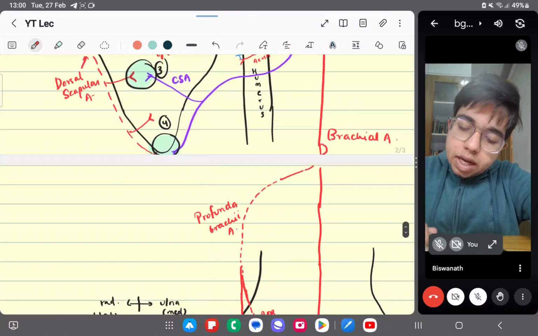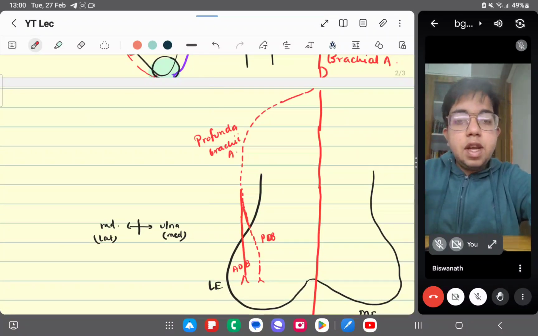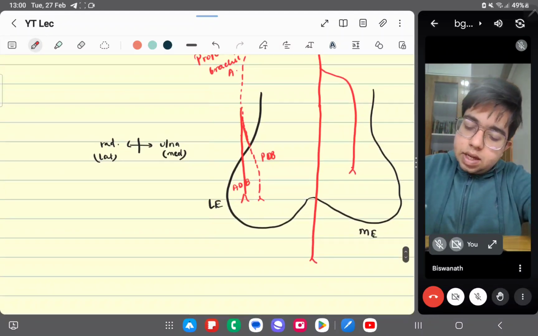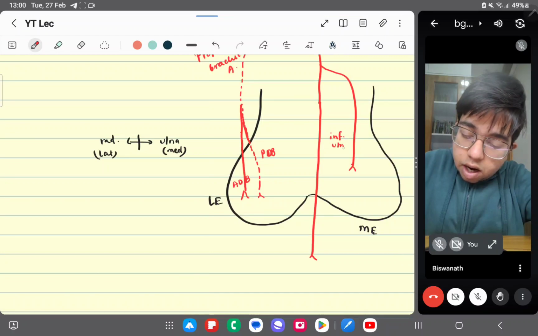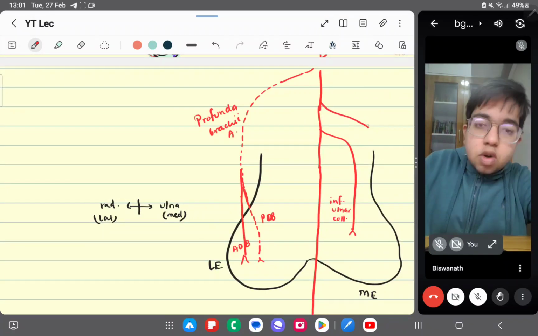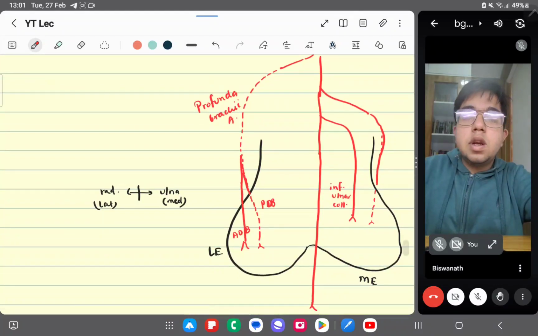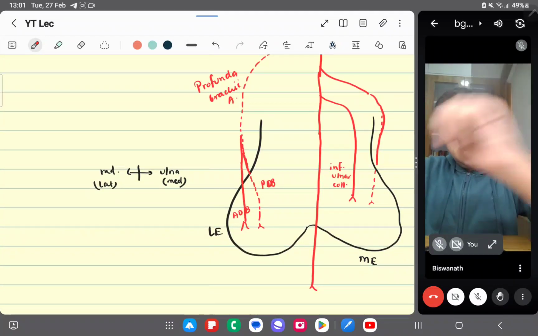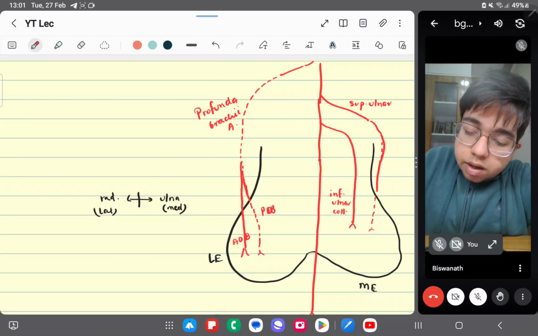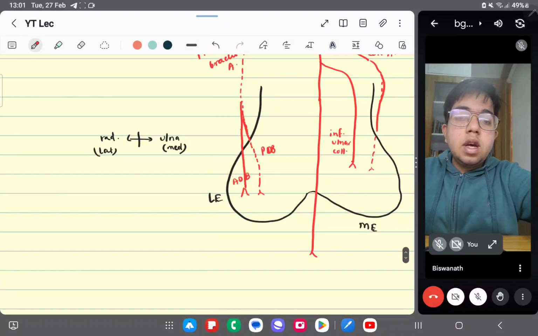Understood? Again, this brachial artery will give two more branches: one is called the superior ulnar collateral artery and the other the inferior ulnar collateral artery. This inferior ulnar collateral artery will come like this. And which starts from up is the superior ulnar collateral artery. It will come from up, but it goes behind the humerus. This is the superior ulnar collateral artery. Both arteries came.